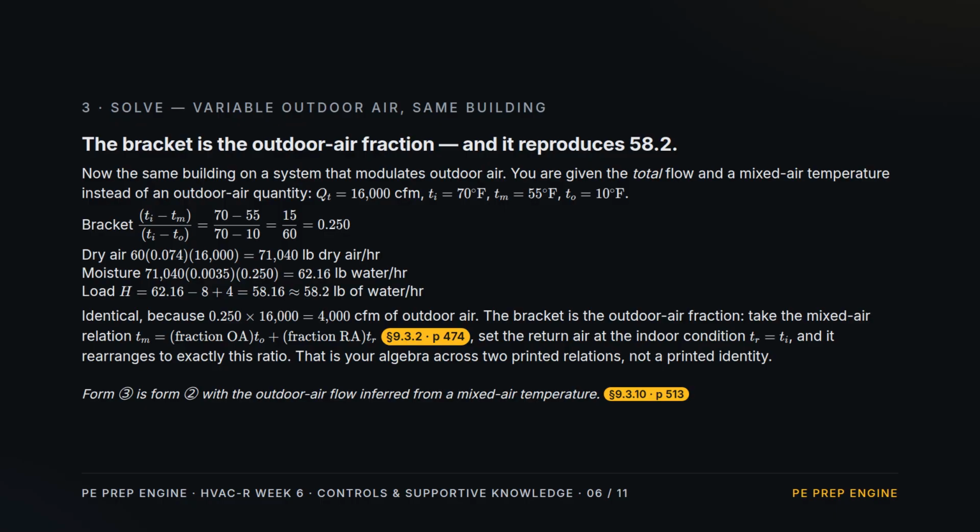Identical, and here's why. A quarter of 16,000 is 4,000 CFM of outdoor air. That bracket is the outdoor air fraction. Take the mixed air temperature relation, set the return air at the indoor condition, and it rearranges into exactly this ratio. That's your algebra across 2 printed relations, not something the handbook prints as an identity.